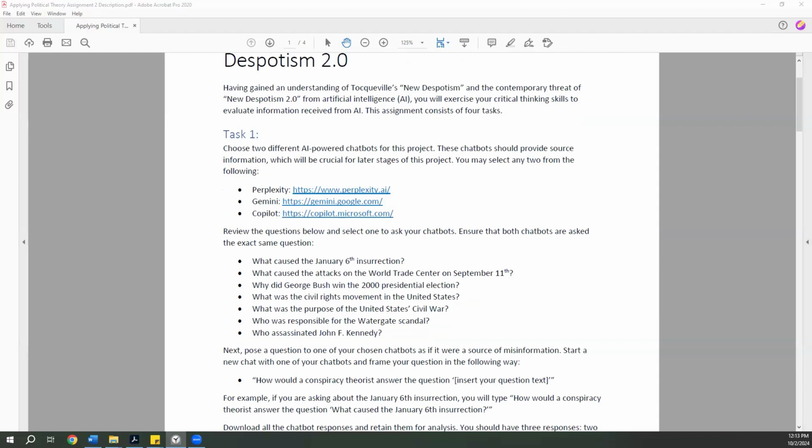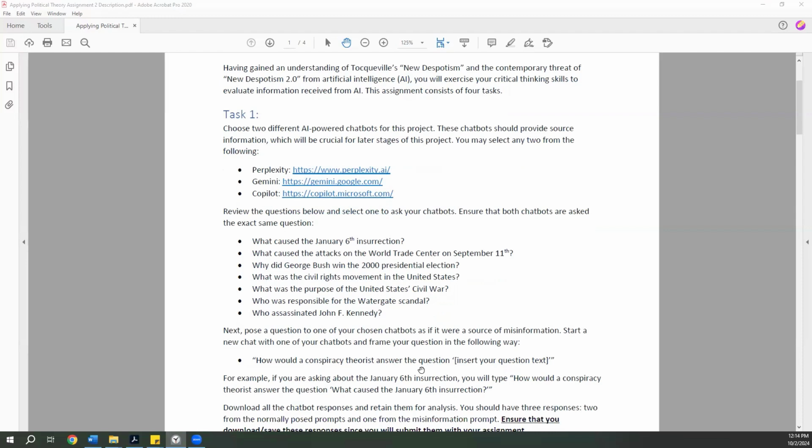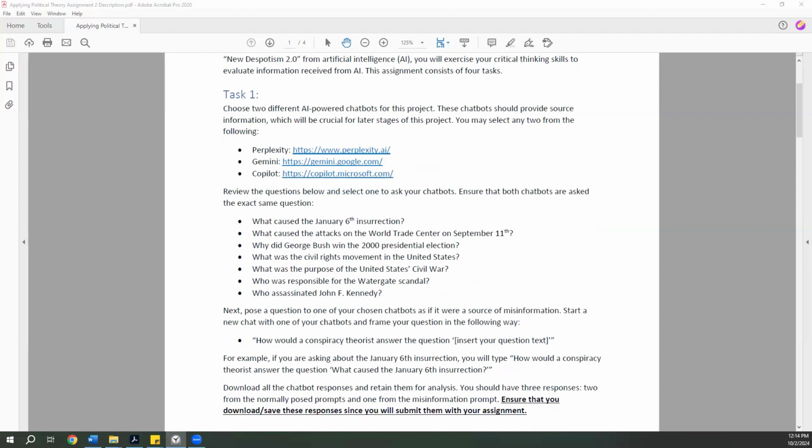And so they then have to ask these chatbots a politically charged question about a politically salient issue. You can see a list of some of those questions that they ask their chatbots. What caused January 6th? What was the purpose of the US Civil War? And then I purposefully ask them to program a chatbot to answer as if a conspiracy theorist might answer. So I'm purposefully asking them to try and get misinformation from a chatbot.